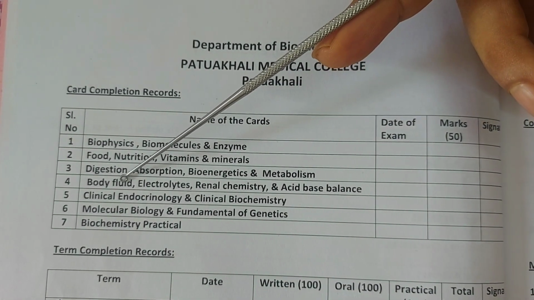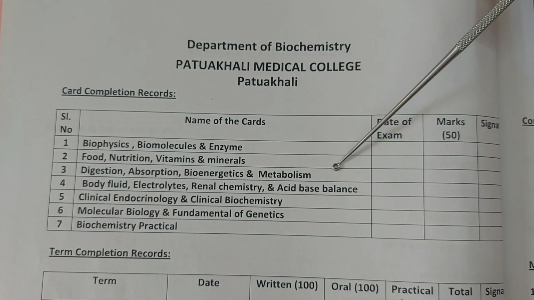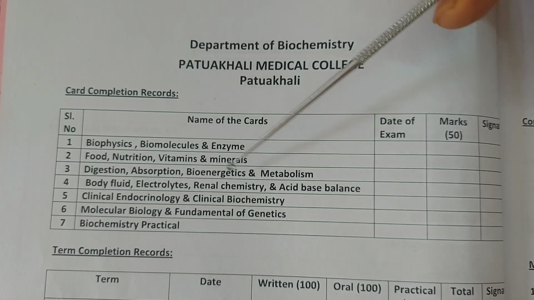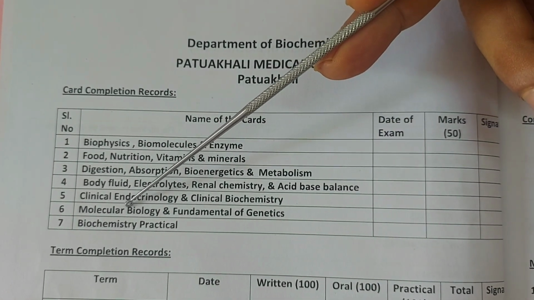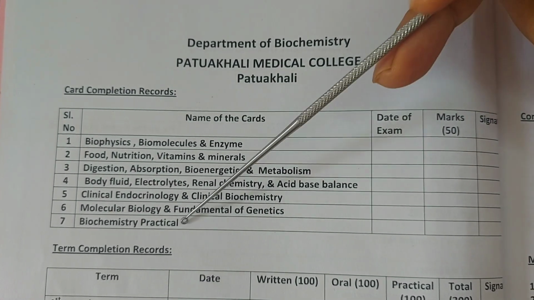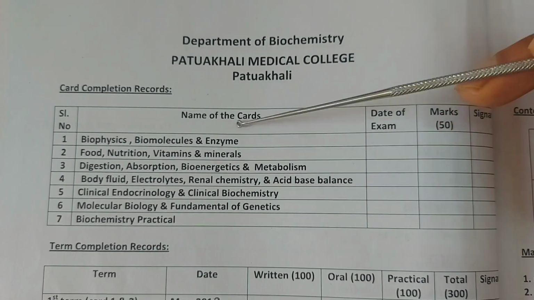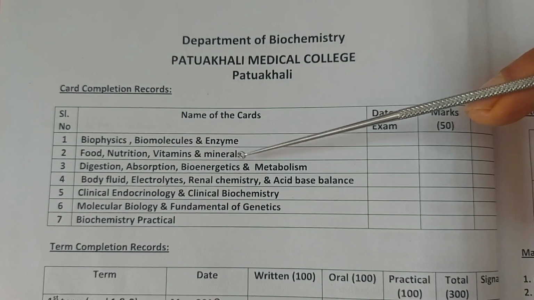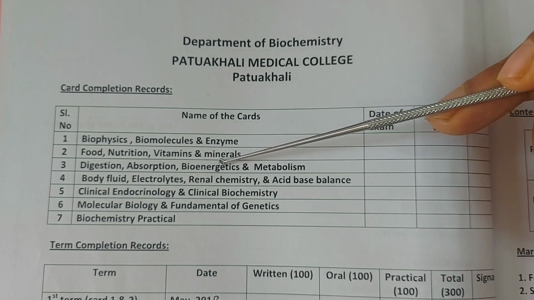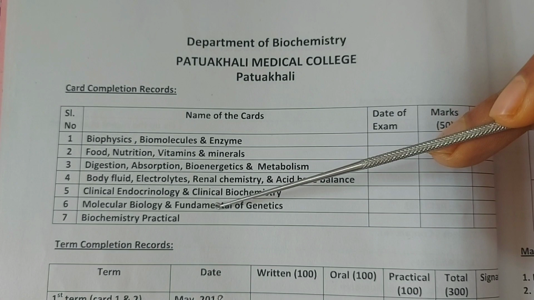In the fourth card, body fluid, electrolytes, renal chemistry, and acid-base balance. In the fifth card, clinical endocrinology and clinical biochemistry. In the sixth card, molecular biology and fundamentals of genetics. The seventh is practical biochemistry. These six cards are divided into paper 1 and paper 2. The first, third, and fifth are paper 1, and the second, fourth, and sixth are paper 2.